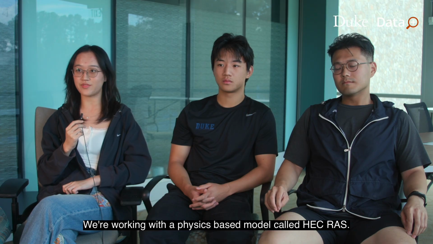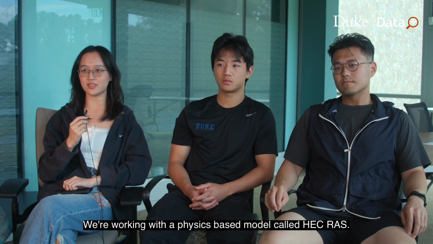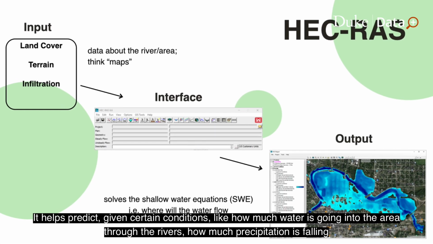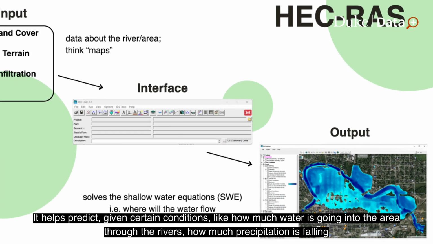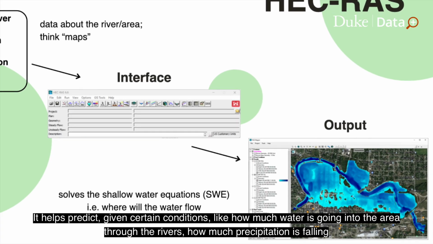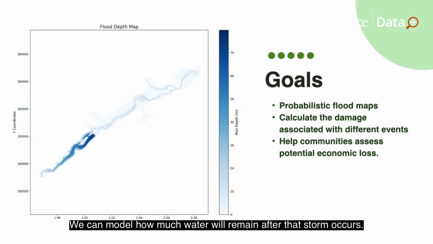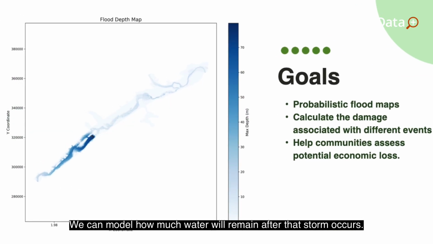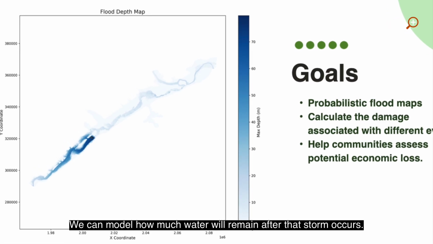We're working with a physics-based model called HEC-RAS. It really helps predict, given certain conditions like how much water is going into the area through the rivers and how much precipitation is falling, how much water will remain after that storm occurs.